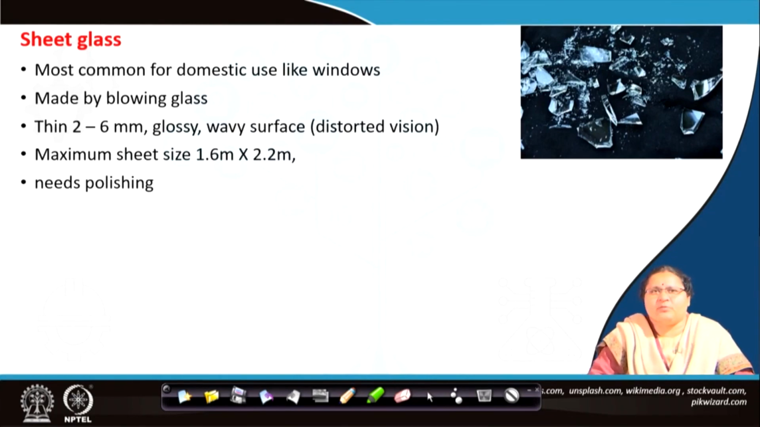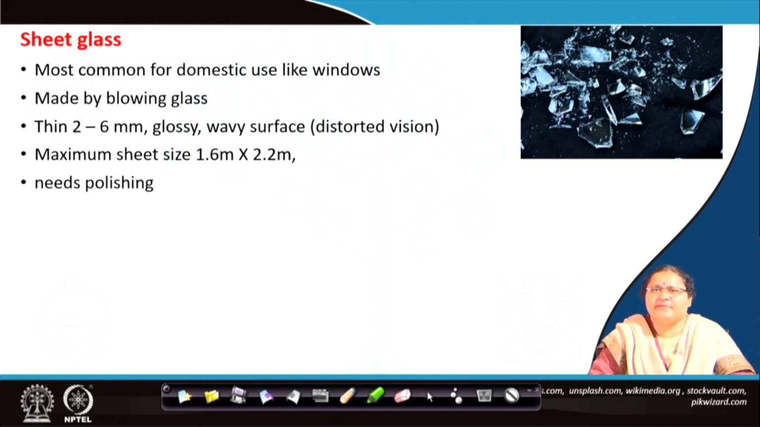Sheet glass is the most common domestic glass, used in windows, and is made by blowing glass. If you remember blowing glass, it is blown into thin sheets that can be as thin as 2 to 6 millimeter. It is glossy. It may have wavy surfaces because it may not be uniformly cooled. So, as I was telling in the first lecture, there may be some distortion in vision. You may not see correctly a person who is outside a sheet glass. So, this waviness may be there in case of sheet glass.